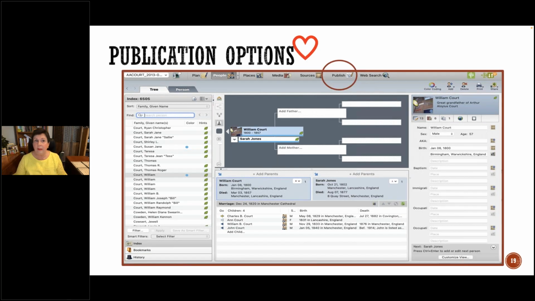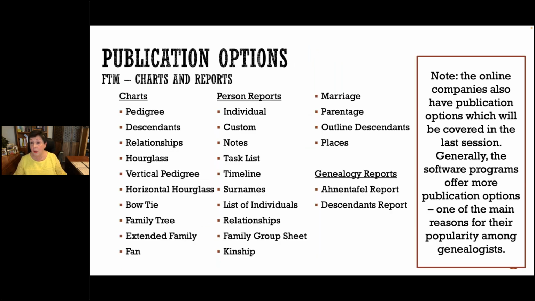This is my favorite option, publication options. Now I've moved up to the larger horizontal toolbar on the top, where it says Publish. When you hit on this, these are the options you're going to get. Charts and reports: pedigree, descendants, relationship, hourglass, vertical pedigree, horizontal hourglass, bow tie, family tree, extended family, that's one of those big ones, and fan. Person reports: individual, custom, notes, task list, timeline, surnames, list of individuals, relationships, family group sheets, kinship, and then of course marriage, parentage, outline, descendants, places.